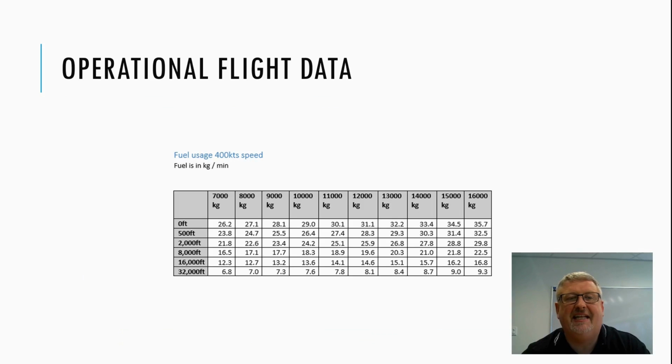Now, all this data is collected into what's called an operational flight data, or an operational data manual is what I'm most used to using. As you can see from here, it's different. If given this speed and this weight and this altitude, it should use so much kilograms per minute of fuel.